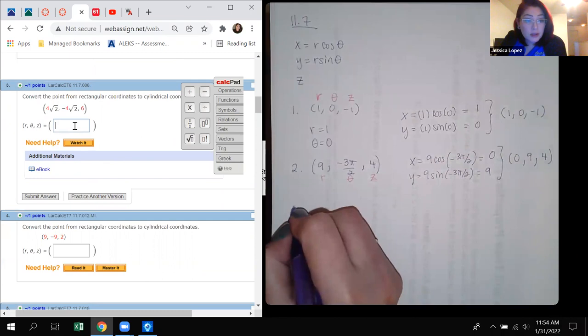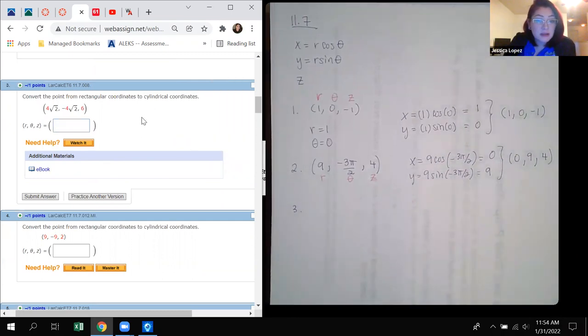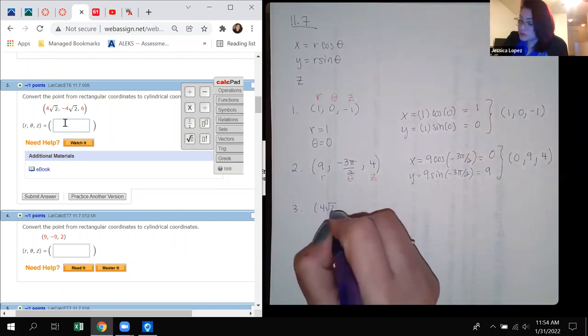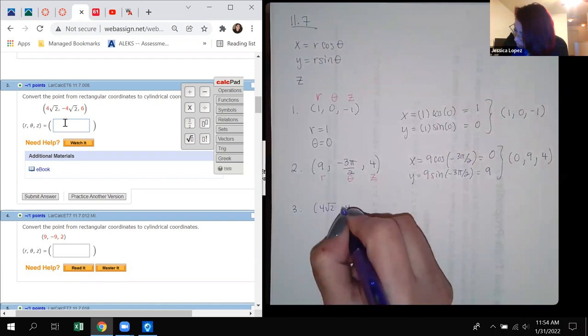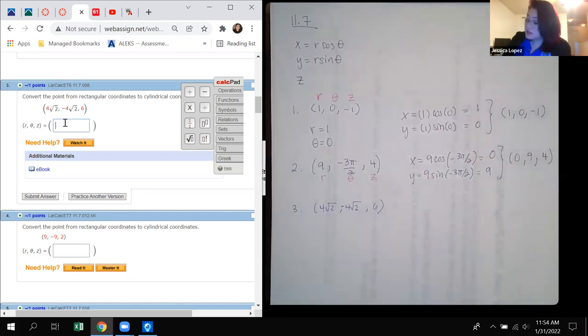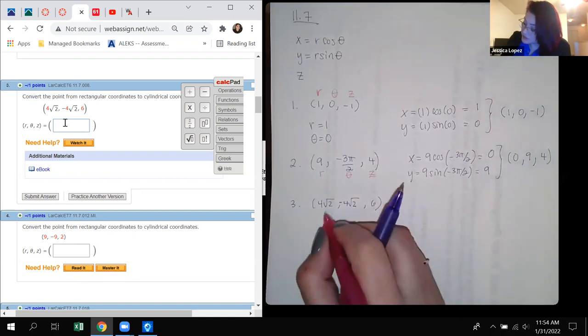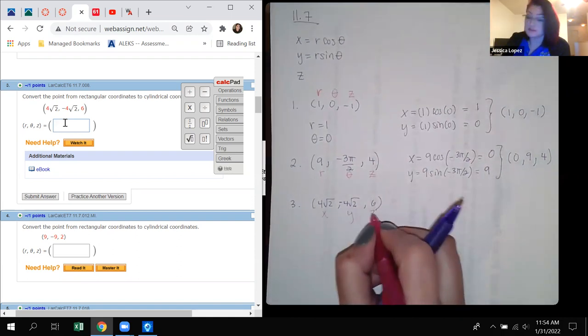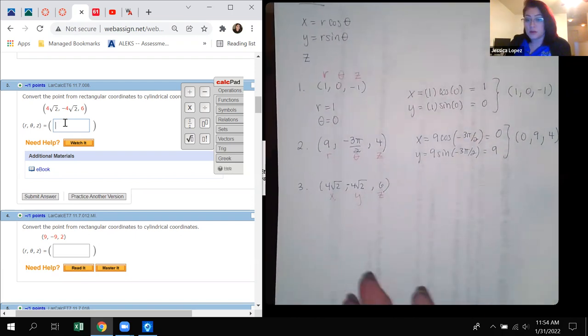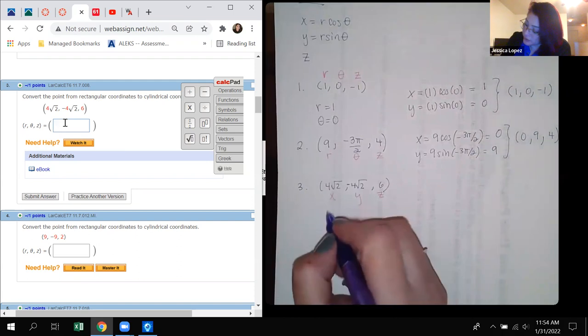So number 3 says, let me click out of here because I can't see. It says convert the point from rectangular coordinates to cylindrical coordinates, okay? So in this case, you're given (4 square root of 2, negative 4 square root of 2, 6). And if this is in rectangular coordinates, that means this is x, this is y, and this is z, okay? And how do you get r and theta whenever you're given an x and y, okay?